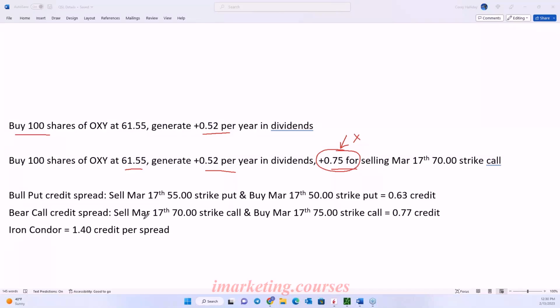Or we introduced a couple of more advanced approaches, right? We started in the first session with the bull put credit, and then in the second session, we added the bear call credit. And so both of them were credit spreads. What does that mean? It means premium coming in. So we've got the bull put and the bear call.